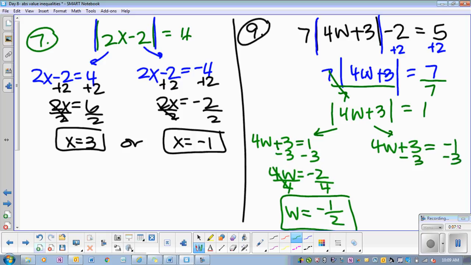Subtract the 3, we get 4w equals negative 4. Divided by 4, so w equals negative 1. Okay? So then we get 2 answers. That means it could be w equals negative 1/2 or w equals negative 1. All right?